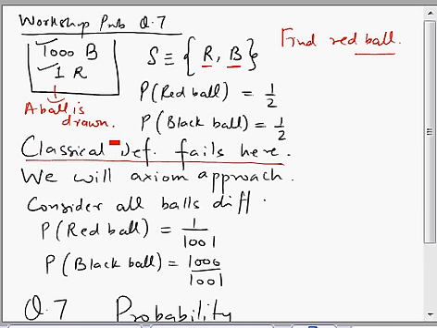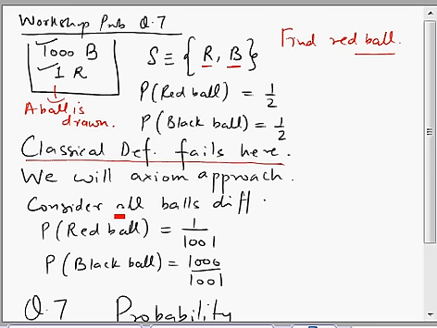This example is not the right example to apply the classical definition of probability, because the elements in the sample space are not equiprobable. We know when we draw a ball, the red ball and black ball are not equiprobable, as there are 1000 black balls. So the probability of taking out a black ball is much more than the probability of a red ball. So this is not a right example to apply the classical definition. The classical definition is the right approach when all the elements in the sample space are equiprobable.